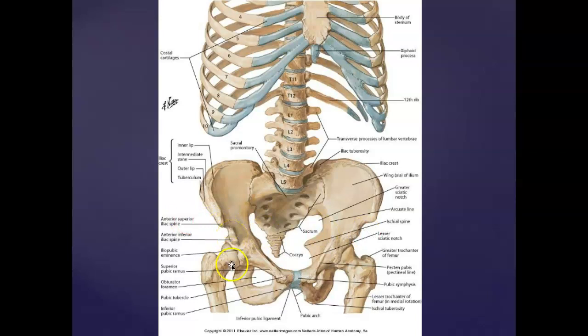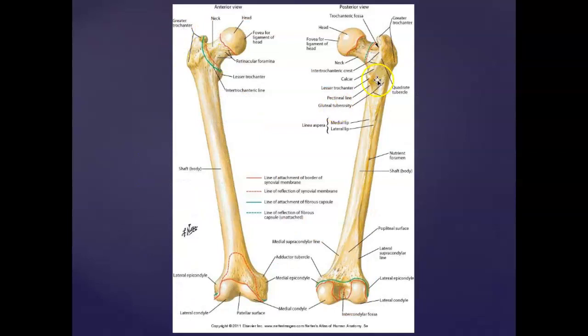The head of the femur, right here, as it sits into the acetabulum of the pelvis. Just lateral or distal to the head of the femur is the greater trochanter right here, a big site for muscles to attach. And then the lesser trochanter, you can see a little bit of it here. I think if we isolate the femur, it's a little easier to see that more on the back side here, that lesser trochanter. Here, again, a site of muscle attachment.